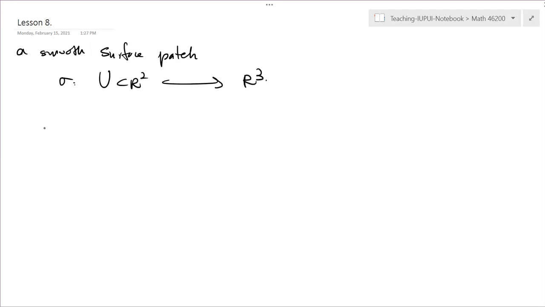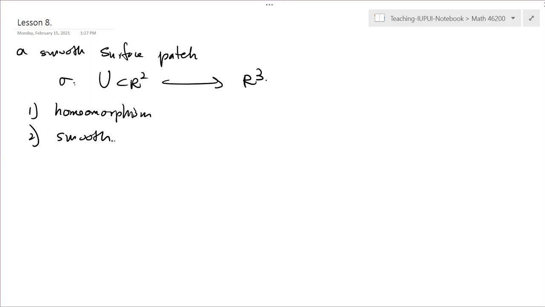It is going to be a homeomorphism, just one-to-one, no continuity. We don't want to get very detailed. First of all, it's a homeomorphism. Second, it's smooth. Okay, now this is called a smooth surface patch.